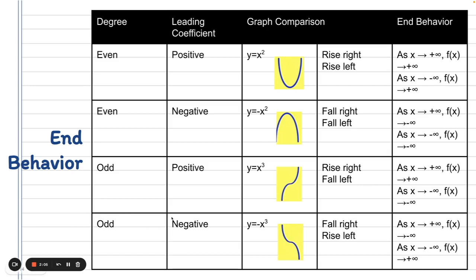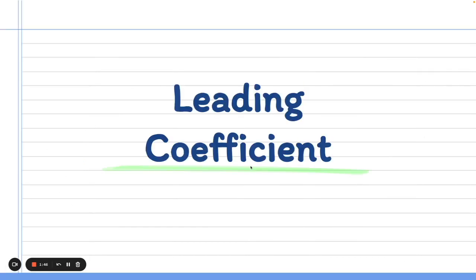For odd degree and negative leading coefficient, we would have this end behavior. As x becomes plus infinity, y becomes negative infinity. As x becomes negative infinity, y would become plus infinity. So this one, we can easily remember the table and know the end behavior.